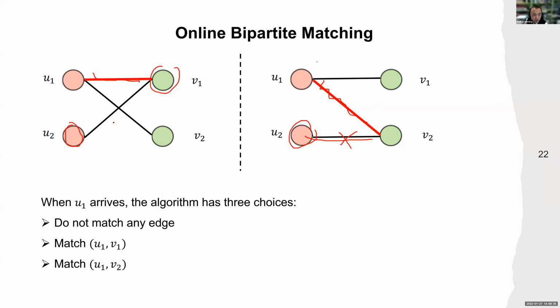But the optimal solution, you see, this is the optimal solution, right? You match this, you have 2 edges, right? And you match this, you have 2 edges. So the optimal is 2. Your algorithm is what? It's 1. So it is 0.5, only this much.